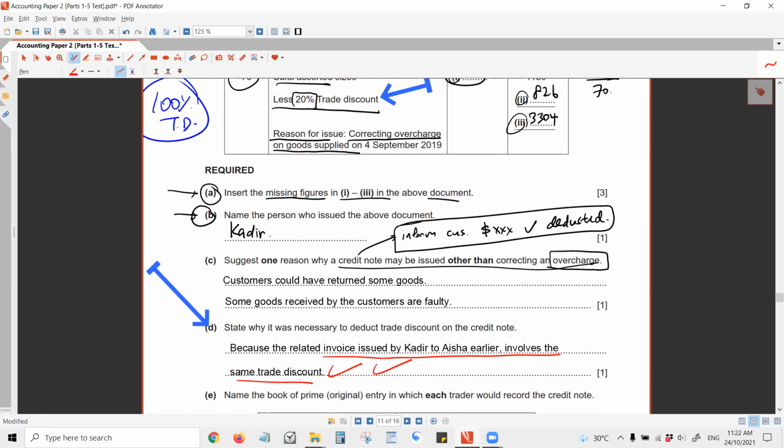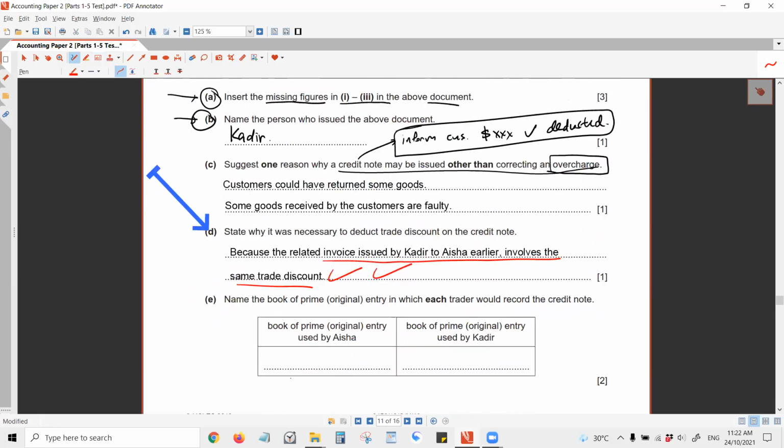Now question E. Name the book of prime entry. You see in brackets they wrote original, meaning the synonym. Remember, book of prime entry means the same as book of original entry, in which each trader would record the credit note. Who is the trader? Aisha is the trader. Khalil is also a trader.